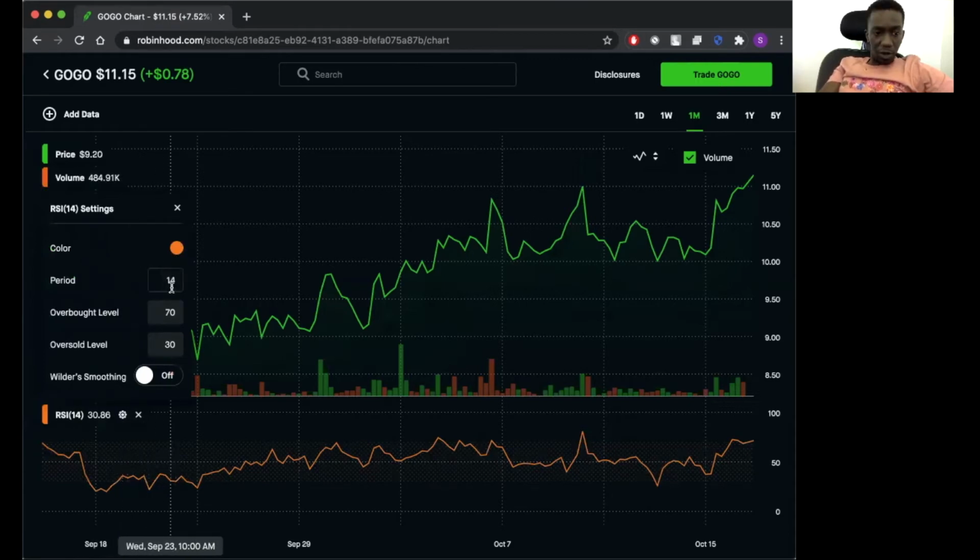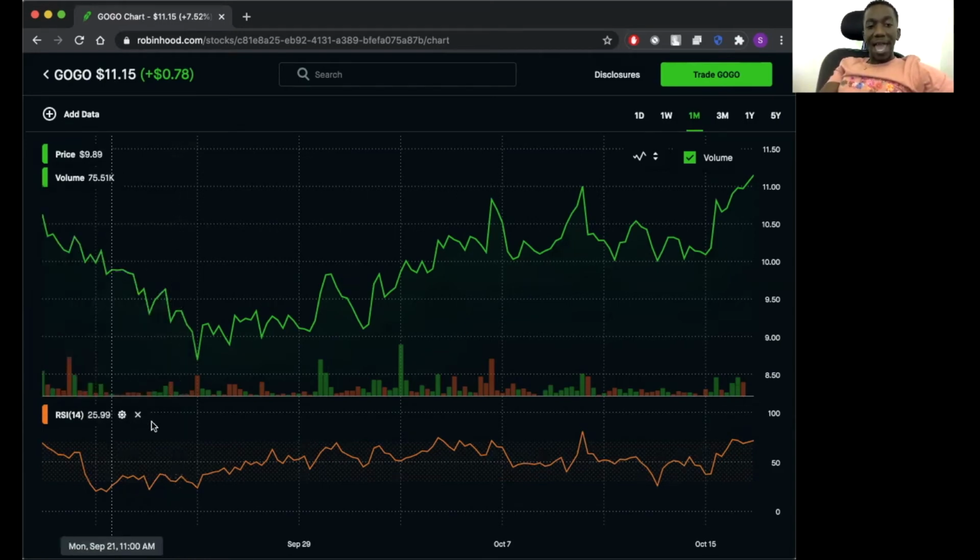You can change the period. You can change the overbought and the oversold levels so that you can actually pay attention to whatever index in the way that you like it set up. Again, for me, I like mine set up, and this is how most people have it set up, 14, 70, 30. So now that you've got that, let's go back and take a look at the stock.